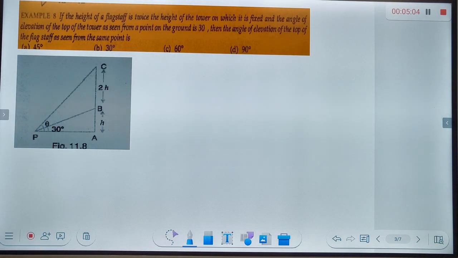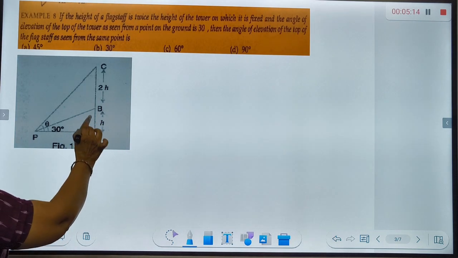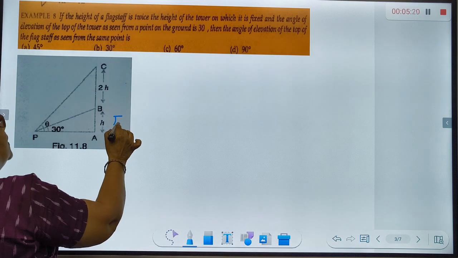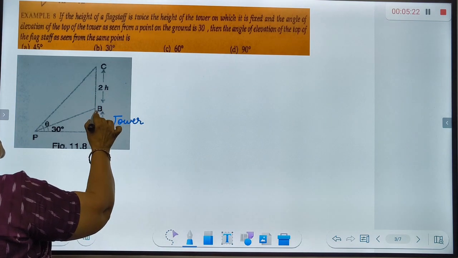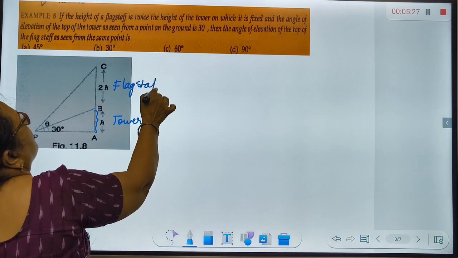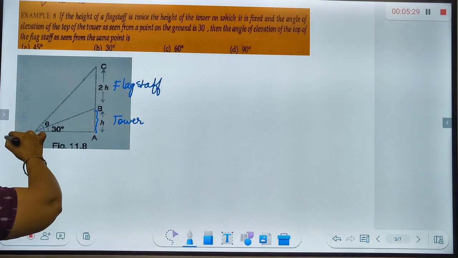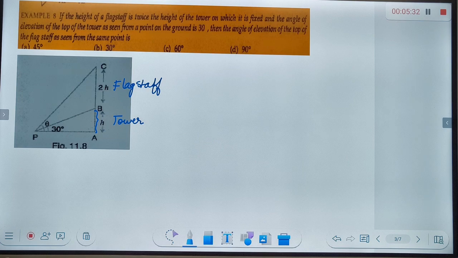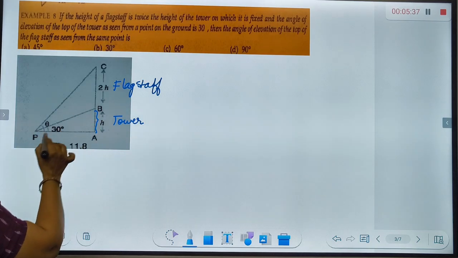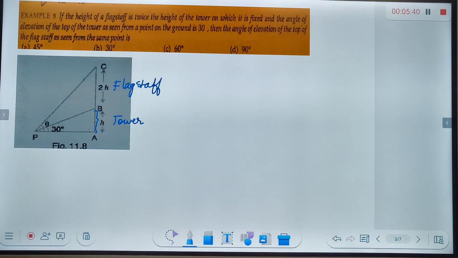Now, the height of a flagstaff is twice the height of the tower on which it is fixed. So this is the tower. AB is a tower, BC is a flagstaff. This is a flagstaff. And the angle of elevation of the top of the tower as seen from a point on the ground. B is the top of the tower. So the angle of elevation of the top of the tower is 30 degrees.